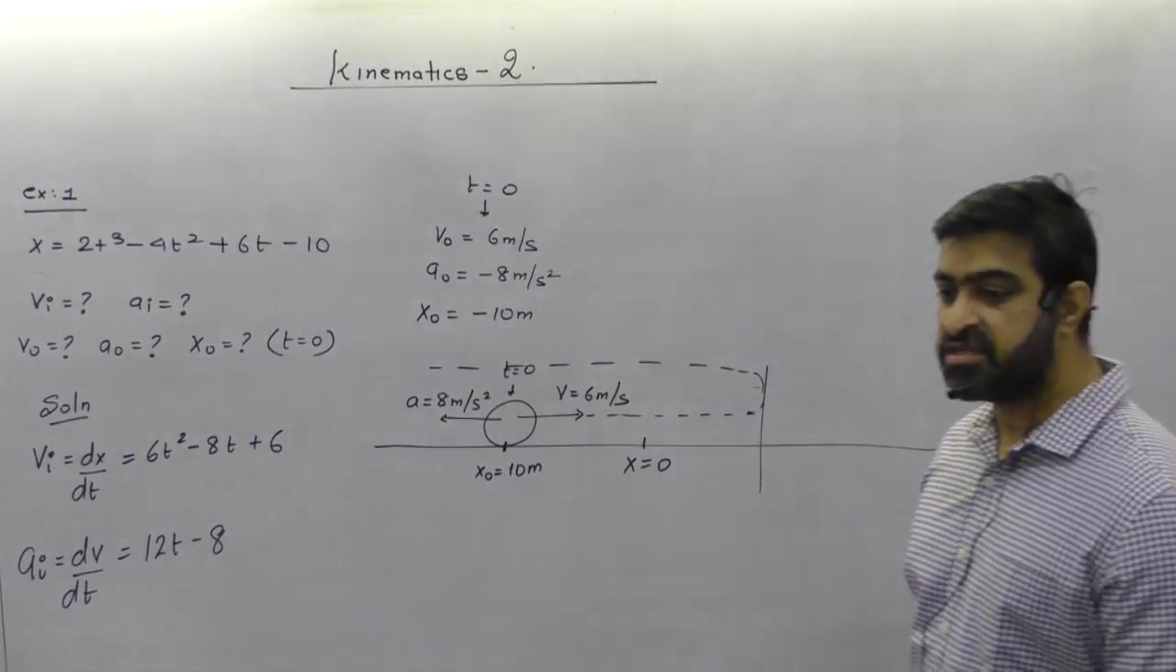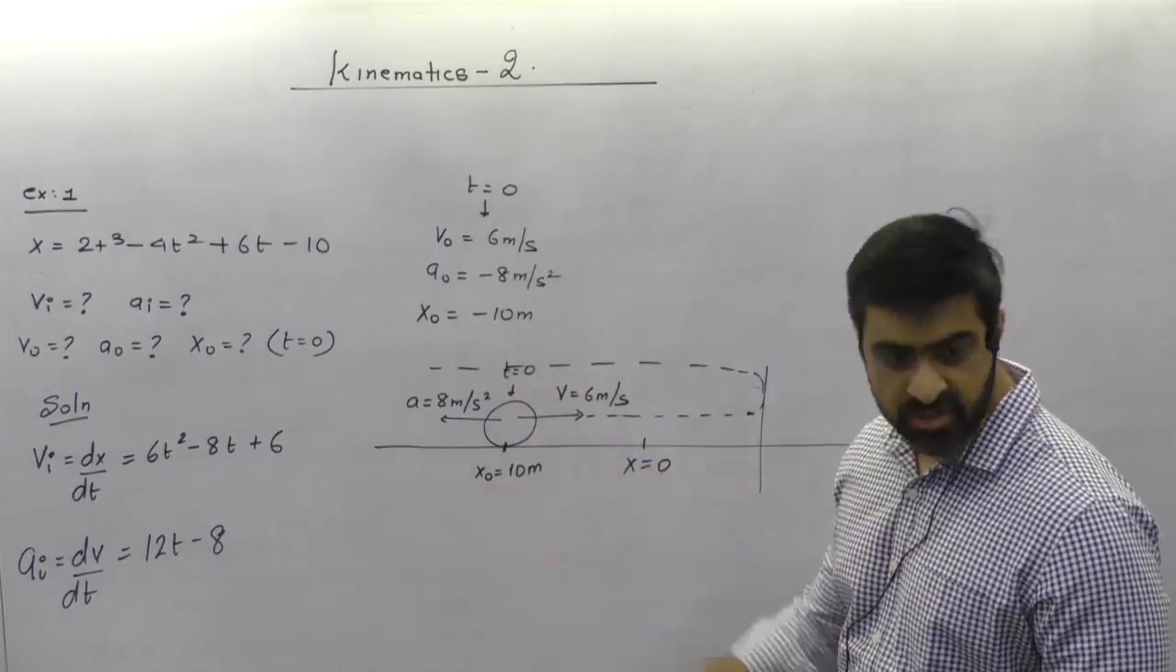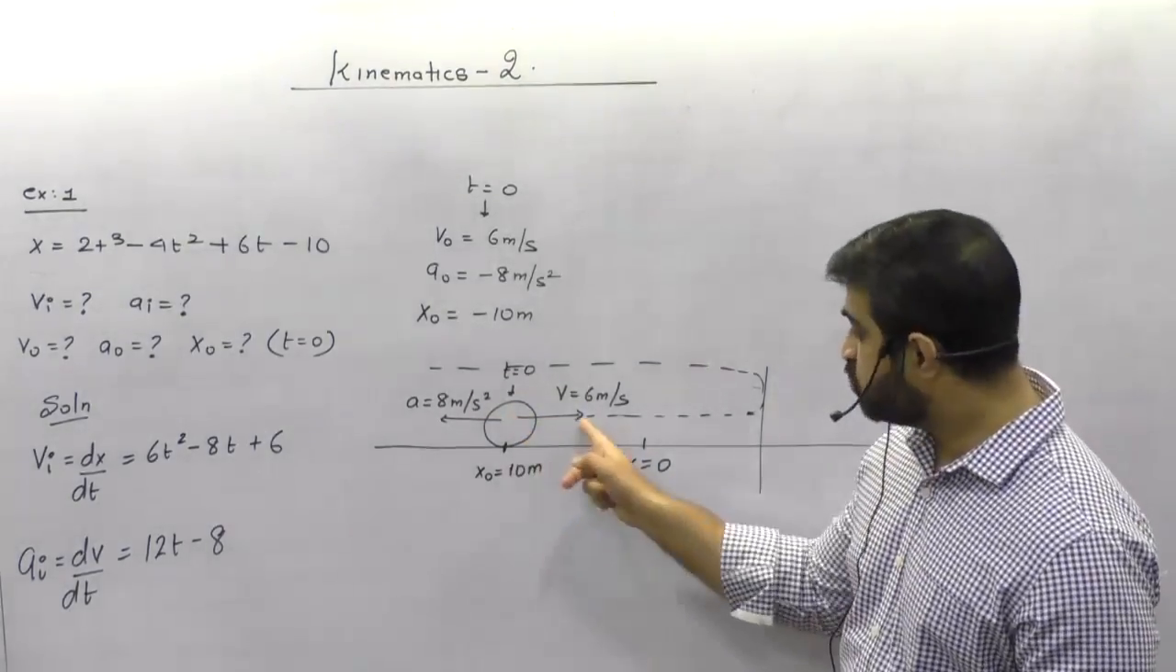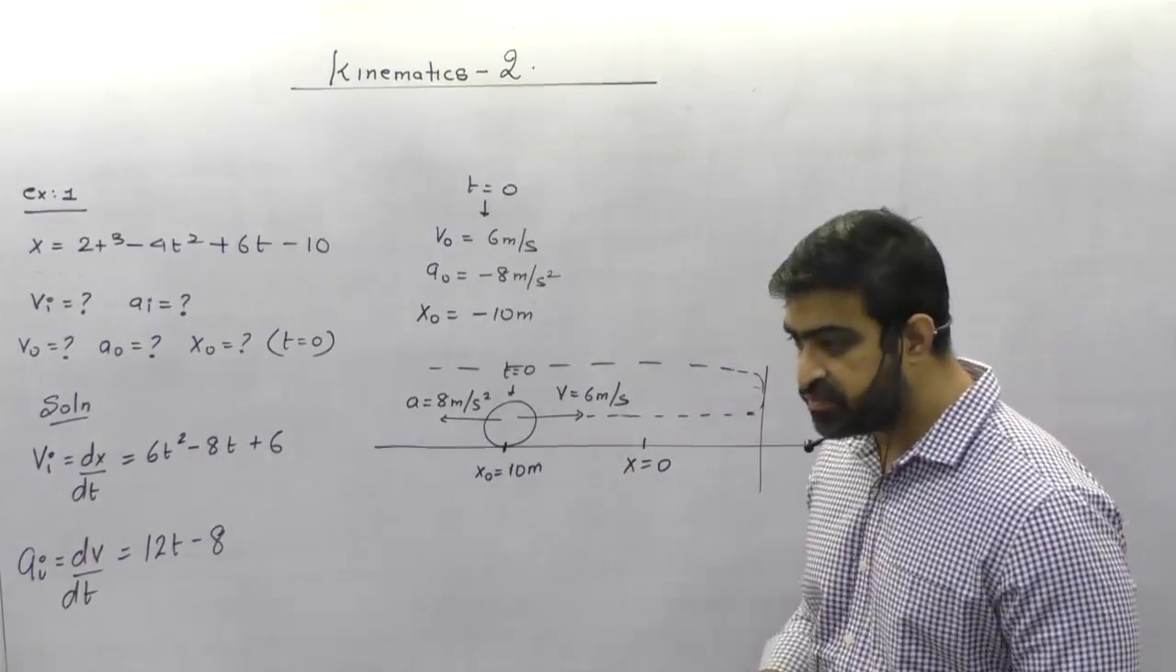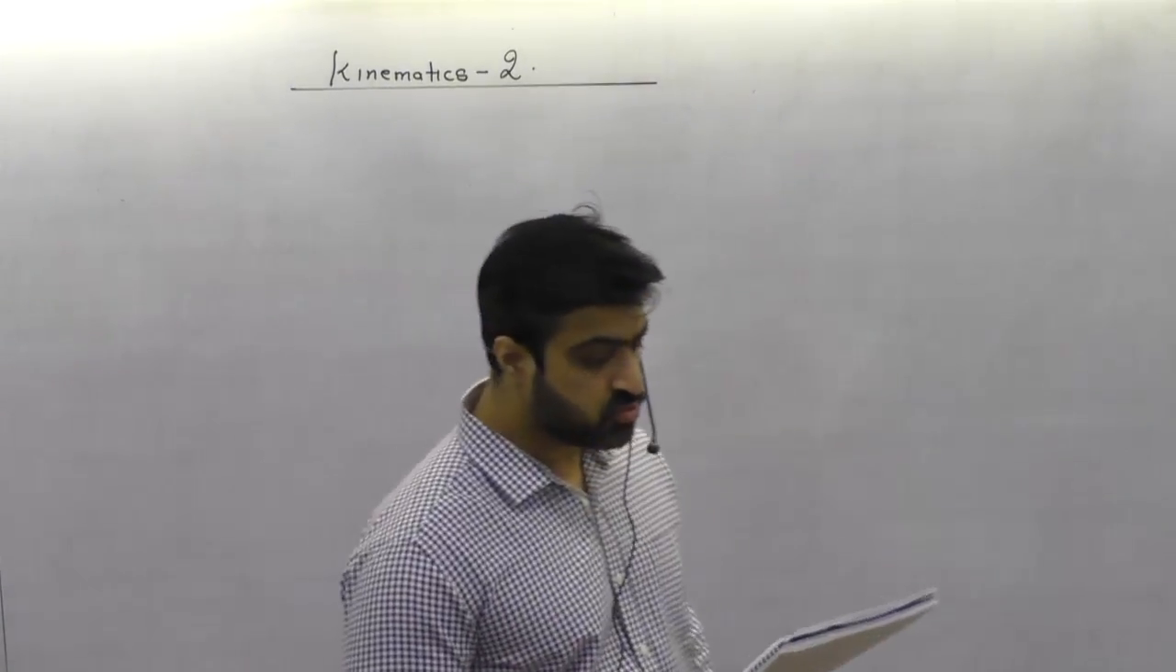So after 1 second the speed is going to become what? Minus 2. See na, 6 minus 8 is minus 2. So minus 2 matlab piche palat hi jayega wo 1 second mein. Samajh mein aa rahi hai baat? To ye cheez hai ye question ke bare mein. Right, the next question. Example 2.